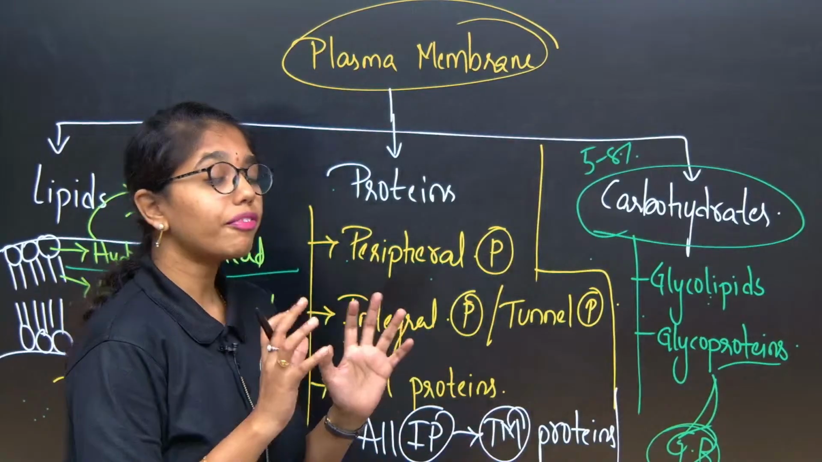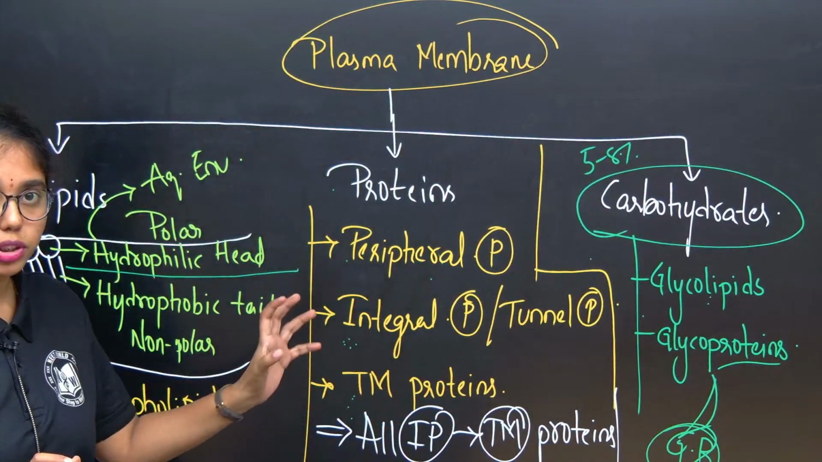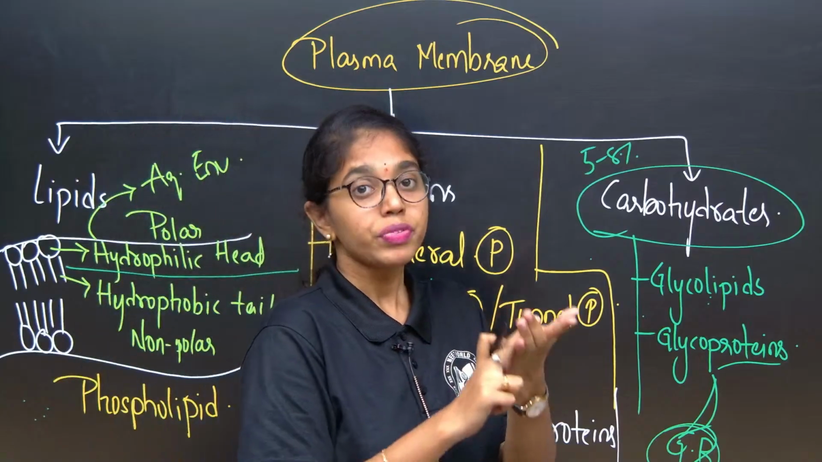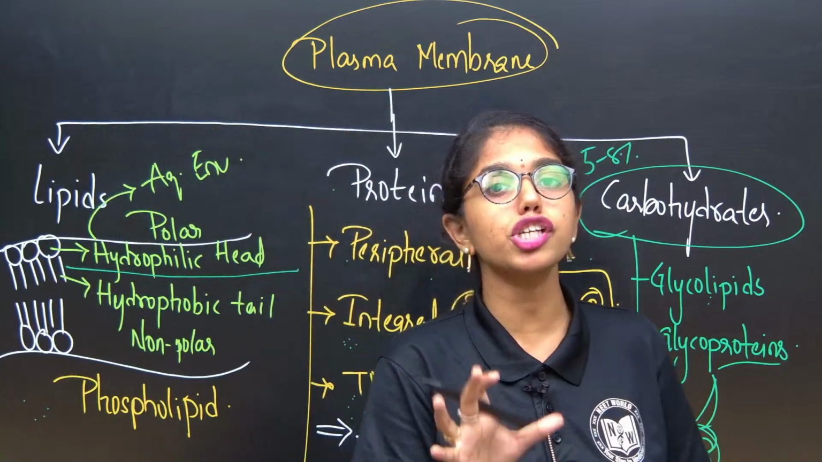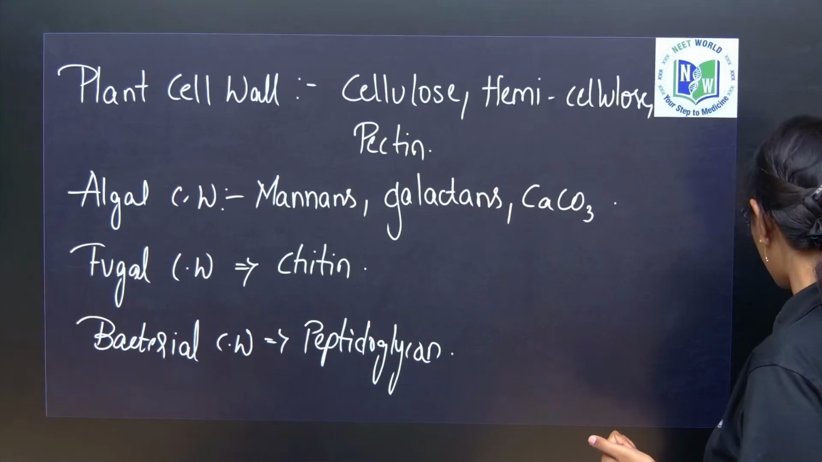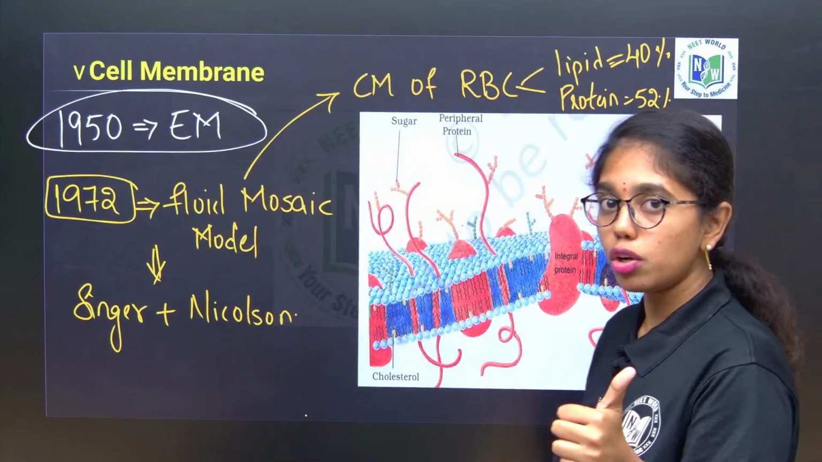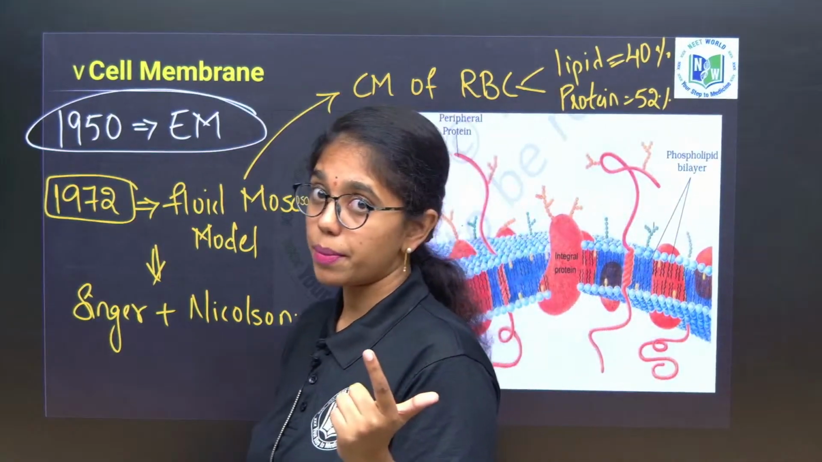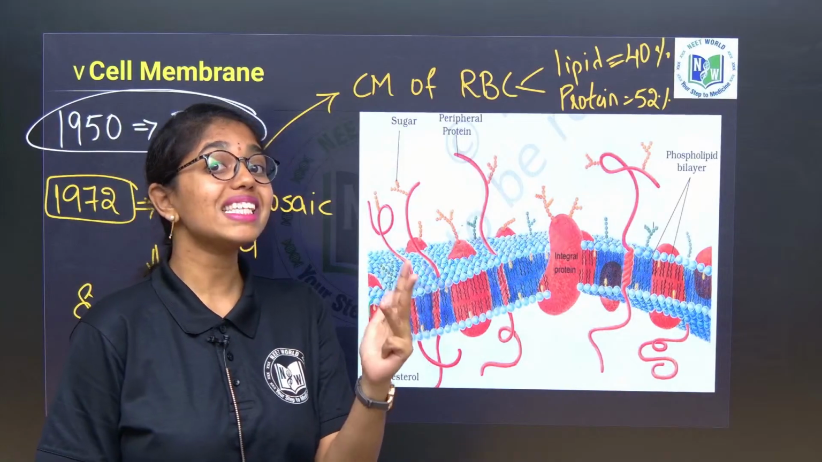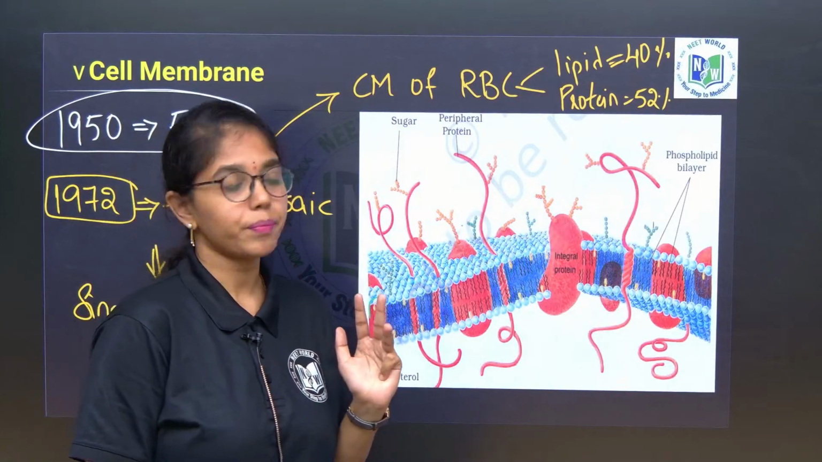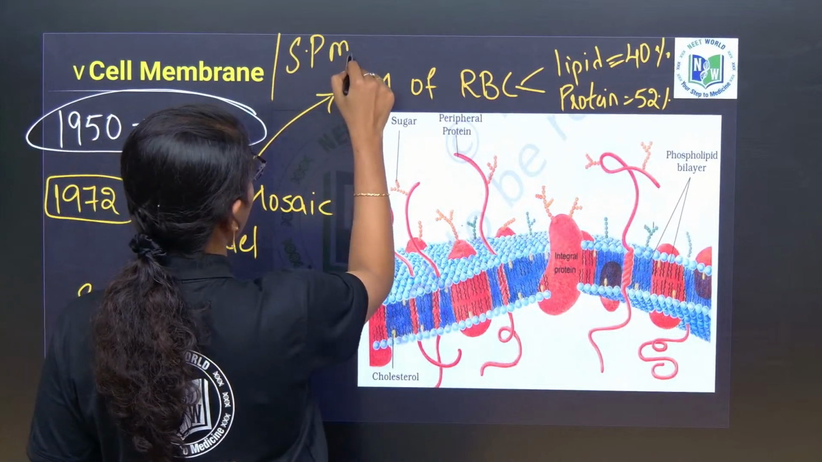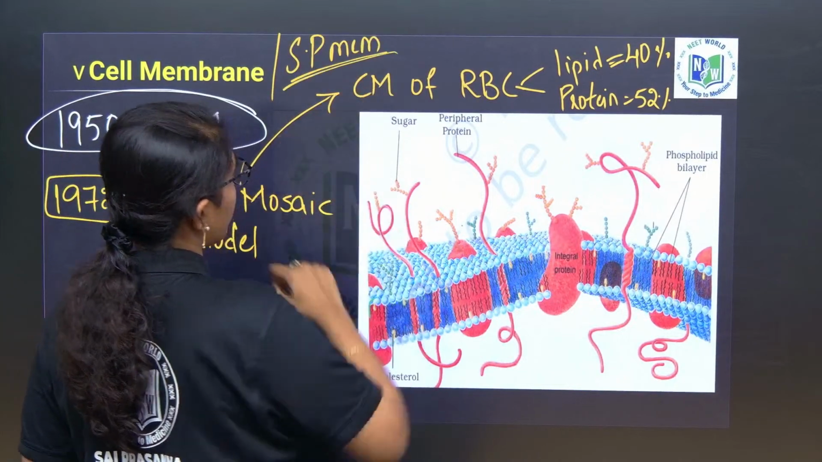Now, you have completely understood the composition, the structure, the movement in the plasma membrane. Now, let us look into the functions of the cell membrane. And I would like to add two more terms. Cell membrane, you all know, is also called plasma membrane. It is also called semi-permeable membrane, and also selectively permeable membrane. Why is it called semi-permeable membrane?